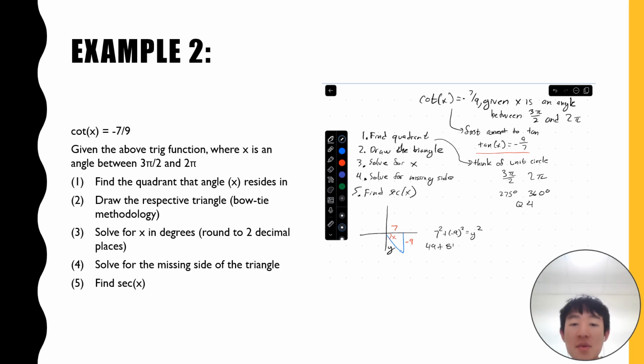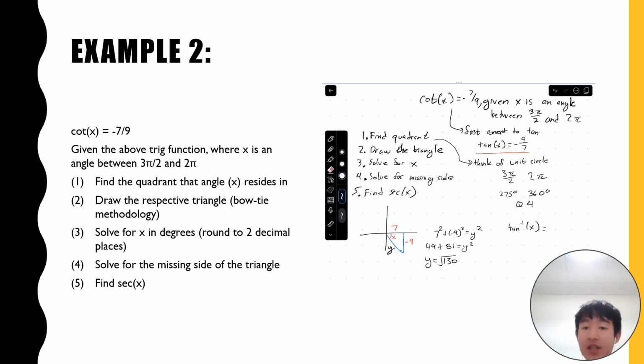Now we're going to solve for that missing y, our hypotenuse, by just, again, using the Pythagorean theorem. And after simplifying, moving some numbers around, we get that y is equal to the square root of 130. And now what's next is that we do want to solve for the angle itself. We're going to backtrack to step number 3, solve for the angle x.